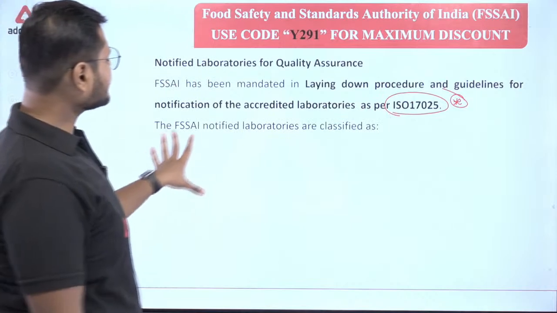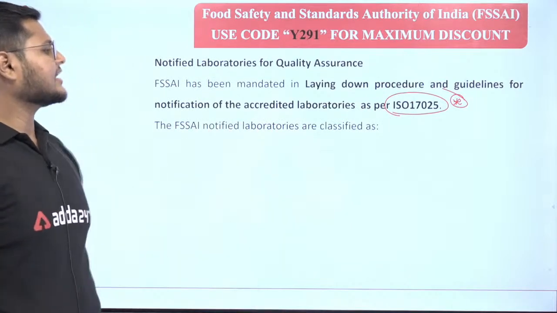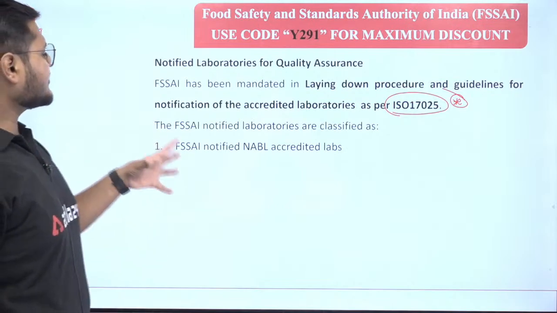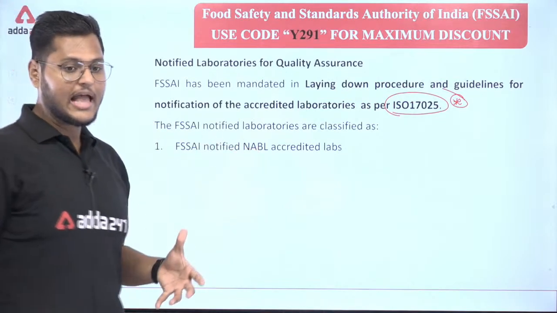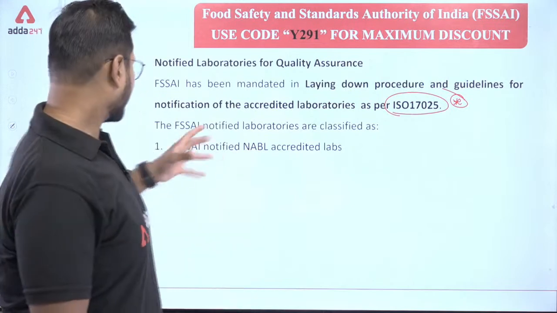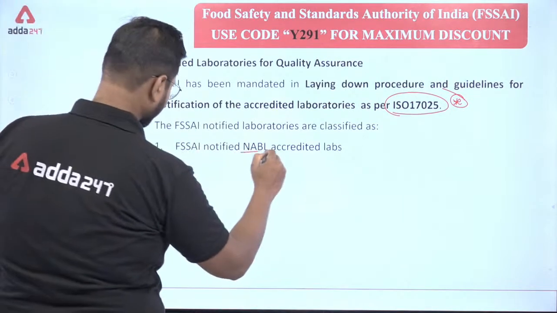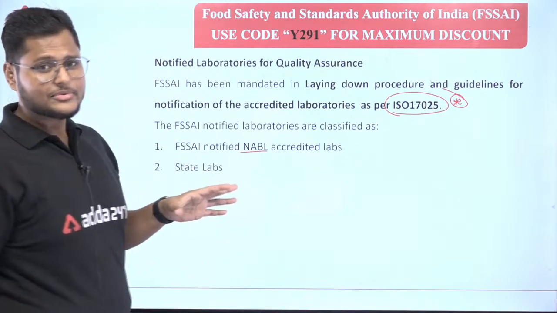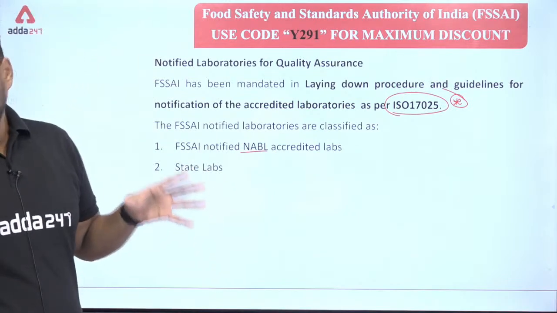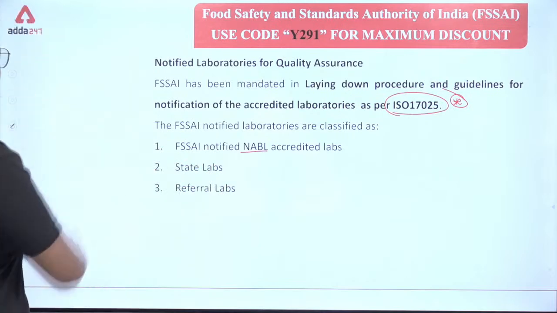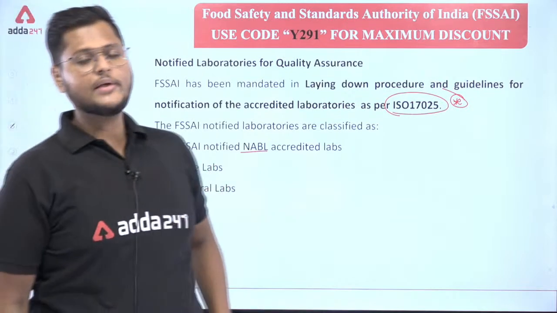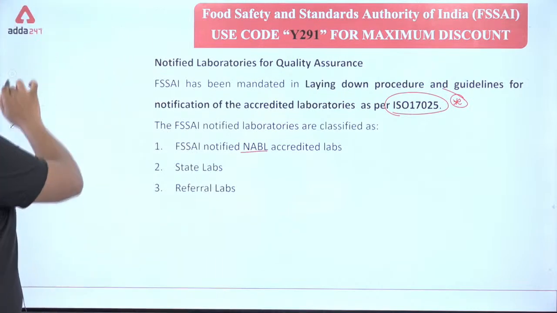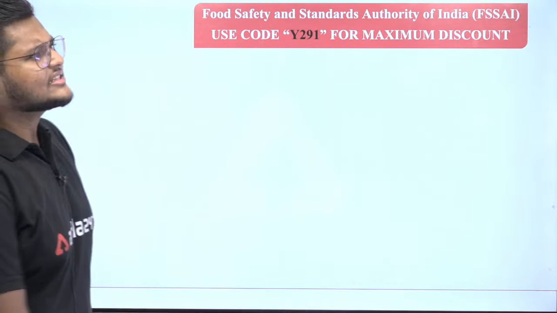Next, how are the FSSAI notified laboratories classified? First one, FSSAI notified NABL accredited labs. NABL accreditation is given to the FSSAI labs. Second one is the state labs. There are different state labs here. And the third one here is referral labs. Clear? Next, see what these referral labs are.